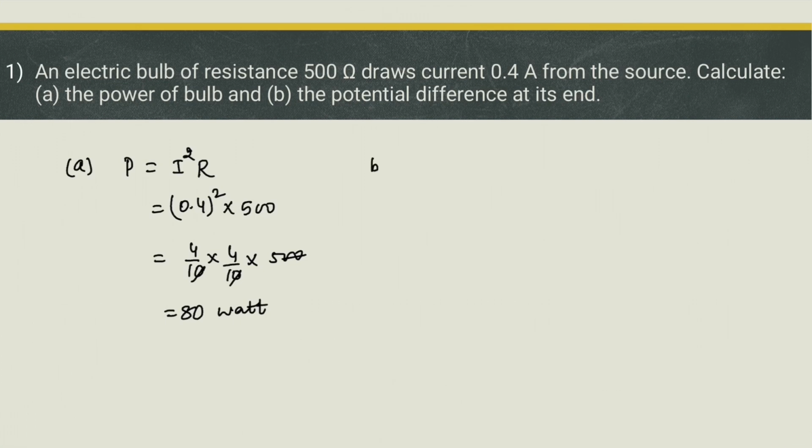And the potential difference at its end, V is equal to IR. Current is 0.4, or we can say 4 by 10 into resistance is 500. So this is 200 volt.